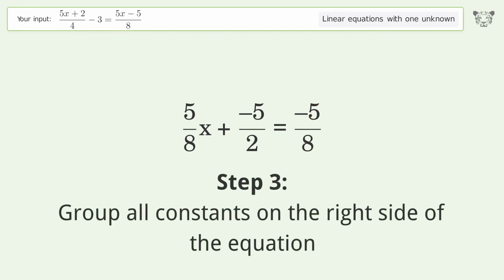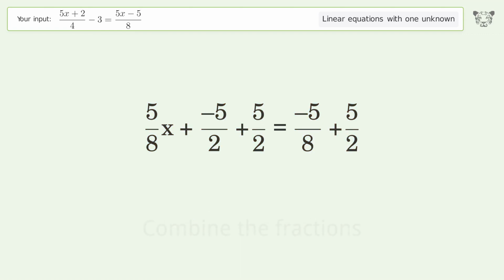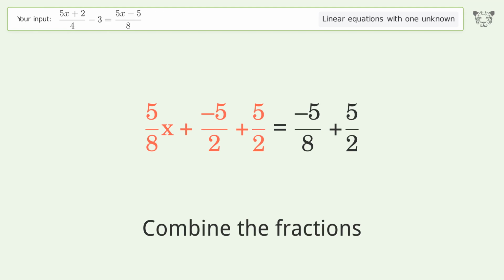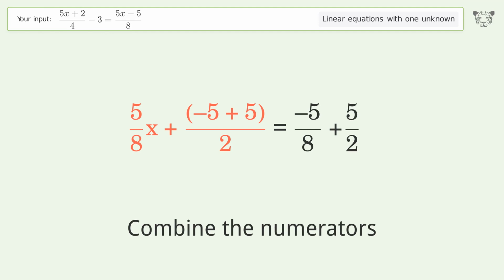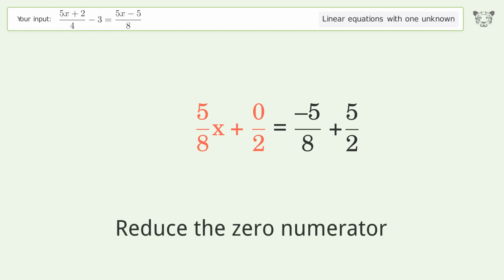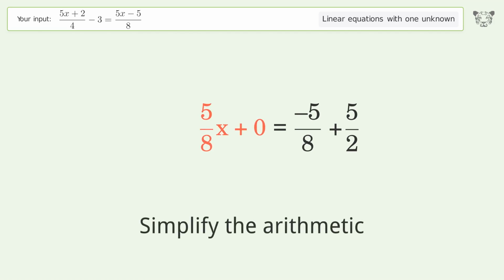Group all constants on the right side of the equation. Add 5 over 2 to both sides. Combine the fractions. Combine the numerators. Reduce the zero numerator. Simplify the arithmetic.